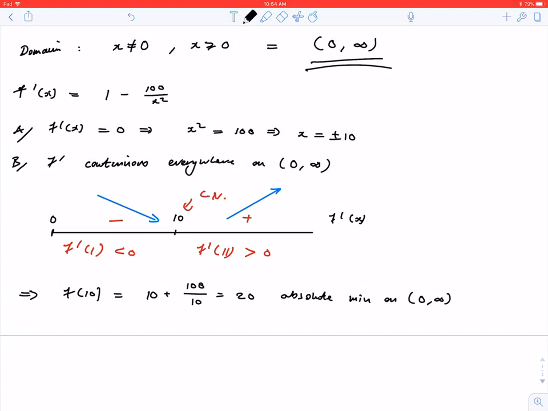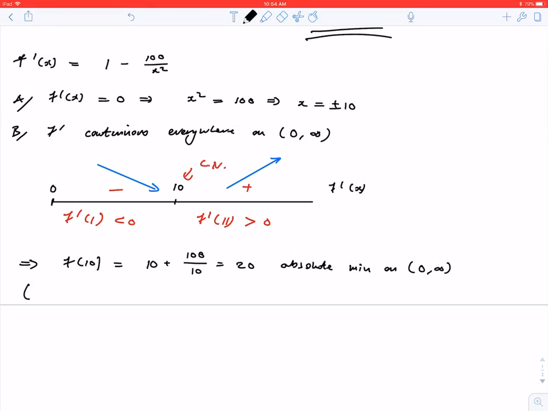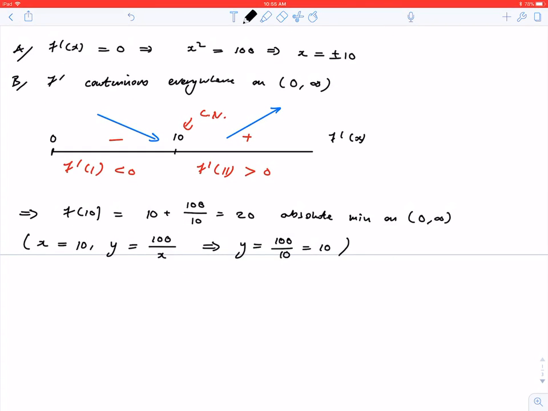Okay, so now what I want to do is gather it all together. Maybe it's worth pointing out, if x is equal to 10, what's y equal to? Well, y, remember, is 100 divided by x. So these two things tell you that y is equal to 100 divided by 10, which is equal to 10. So this minimum is going to occur when they're both 10. So let's gather it all together into one conclusion.